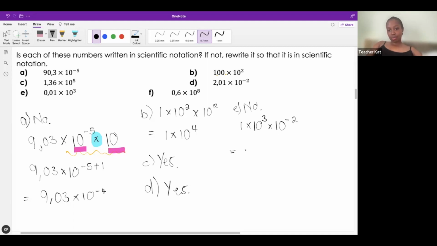Okay, now let's add our exponents. That means it's going to be 1 times 10 to the power of 3 plus -2. What happens when you do the plus minus? This positive negative gives us a negative. So then my exponent is what?